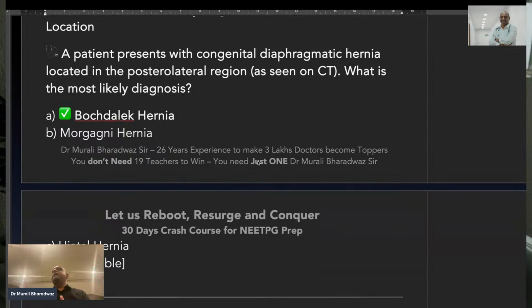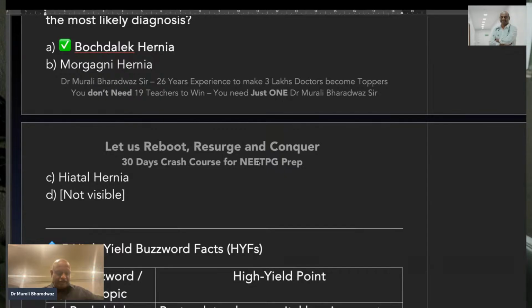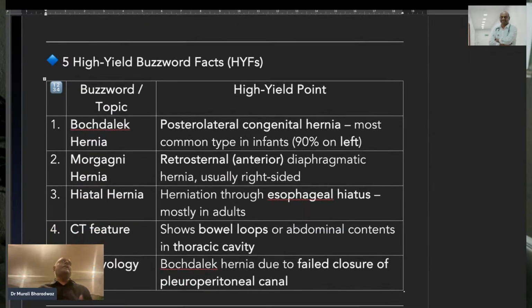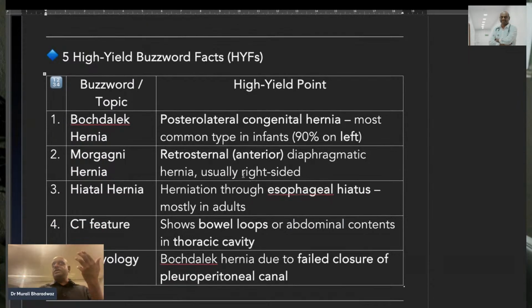A patient has congenital diaphragmatic hernia in the posterolateral region. Anterolateral is Morgagni's hernia. Posterolateral is Bochdalek hernia. The diaphragm has anterolateral and posterolateral parts. So anteromedial, correct, retrosternal anterior is Morgagni. Posterolateral is Bochdalek. Bochdalek is the most common orifice through which the abdominal intestine goes into the thorax, is what we need to remember. It is on the left side most commonly.